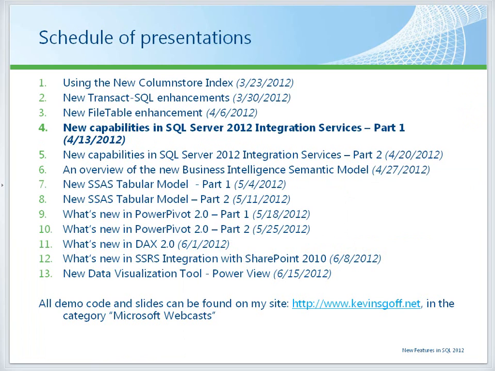Well, moving on here, as I said, this is a 13-part series. We've been through the first 3 parts already. We've covered the new column store index that's in SQL Server 2012 that offers tremendous performance capabilities, primarily for queries that go against data warehouses and data marts. We looked at the new Transact SQL enhancements that are in SQL Server 2012. And then last week we looked at one of the more interesting specialized features in SQL Server, the file table enhancement. So I definitely encourage you to go back. There is the ability to go back and watch the recordings of those prior events.